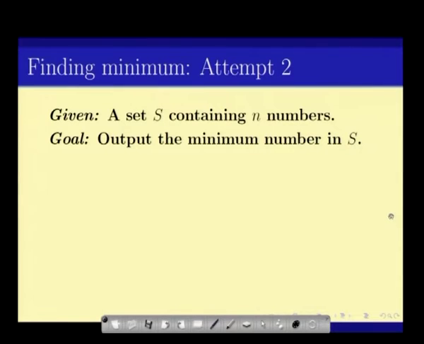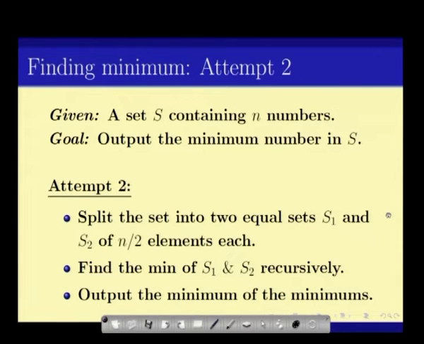So, in attempt 2, what we do first is that we split this problem into smaller problems and solve it there. So, let us see. The idea is just to split this set S into two equal sets S1 and S2 of size n over 2 each. Then recursively we find the minimum in the set S1 and the minimum in the set S2, and we output the minimum of these two minimums.